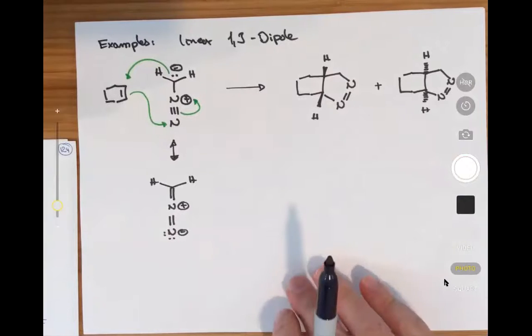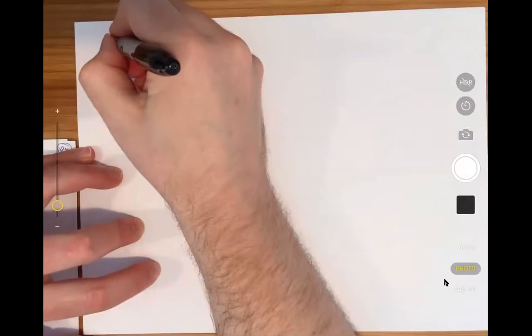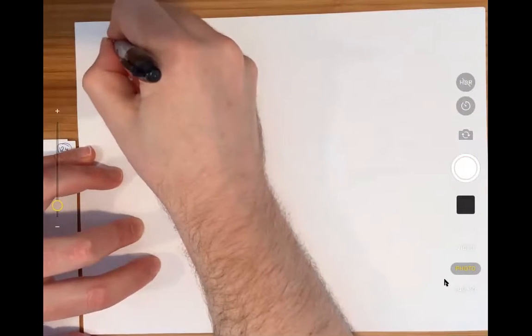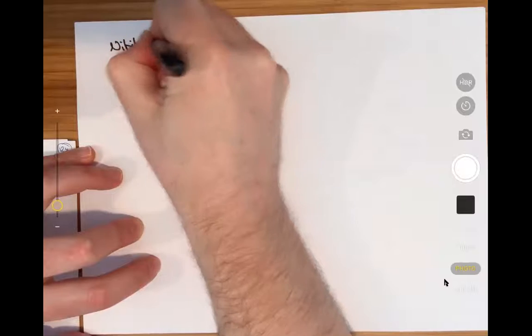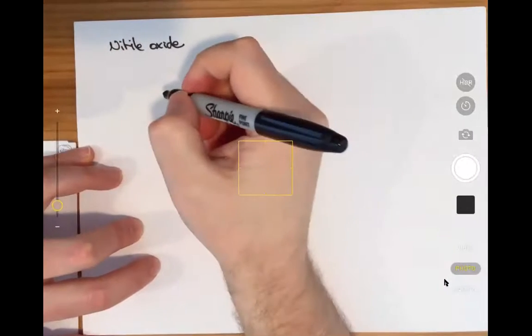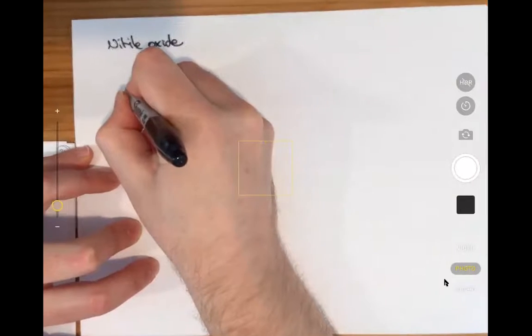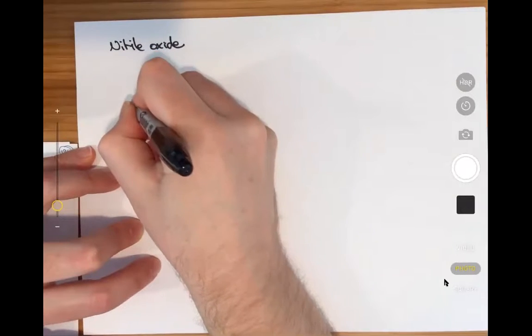Now, another common one that is very useful, especially for the synthesis of heterocycles, is a nitrile oxide. So nitrile oxide. So this looks a little bit like, let's see, let's draw CN.